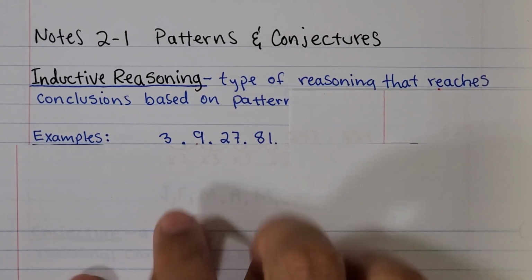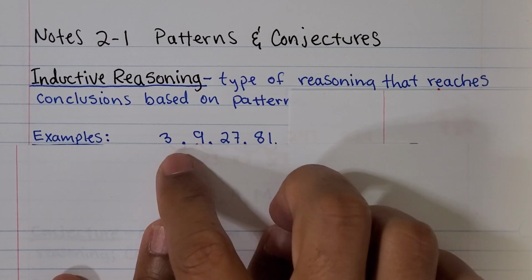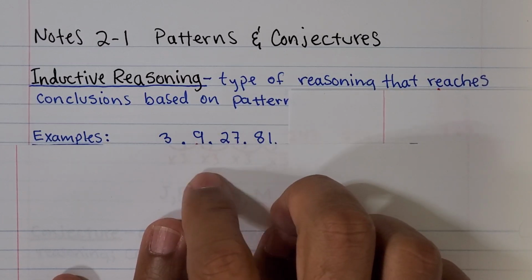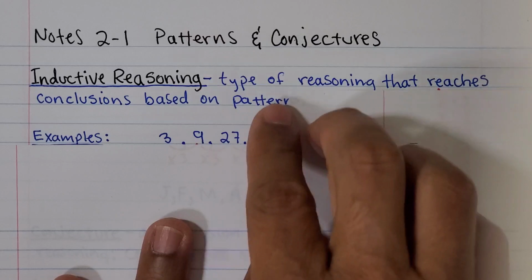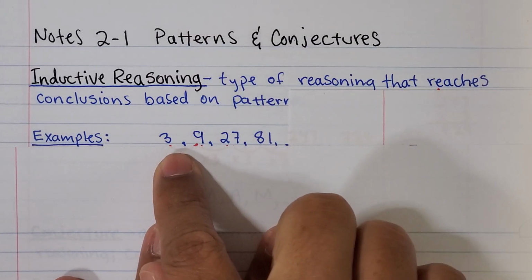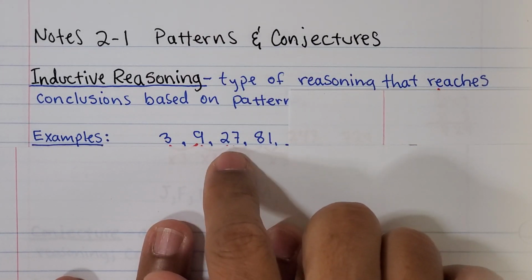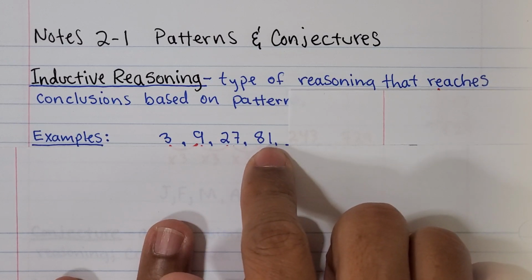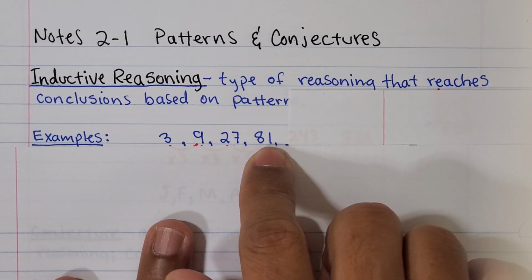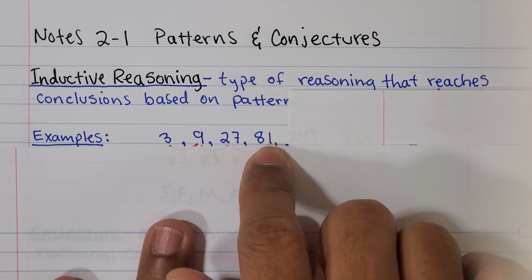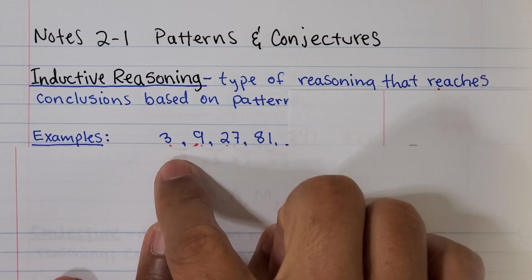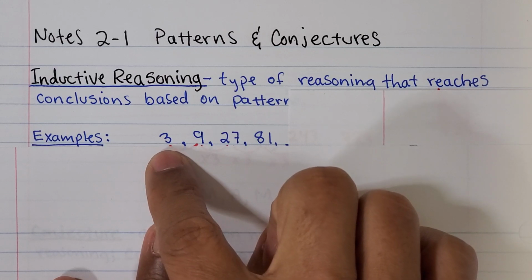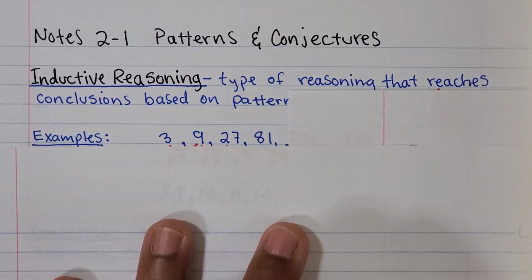I'm looking at this pattern here, and I'm trying to break the code. I see that the first term is 3, the second term is 9, the third term is 27, the fourth term is 81. Now I'm thinking, what's the pattern here? My brain begins to try to break the code. The answer to this one is: which number do you multiply by 3 to give you 9? So 3 times which number gives you 9?